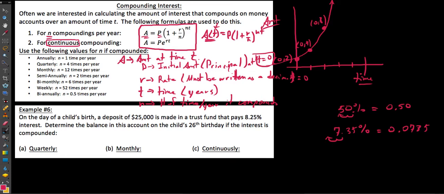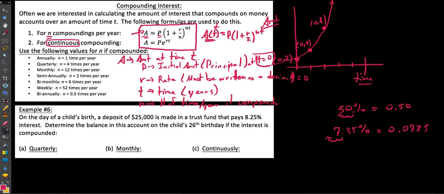So since we are focusing on this first model, and I say that it's for n compoundings a year, you would know that you need to use this first model if anywhere in the problem they say things like your money compounds annually, quarterly, monthly, semi-annually, bi-monthly, weekly, biannually, because they're telling you that it compounds a concrete number of times per year. So very quickly here, let's go ahead and look at these n values.